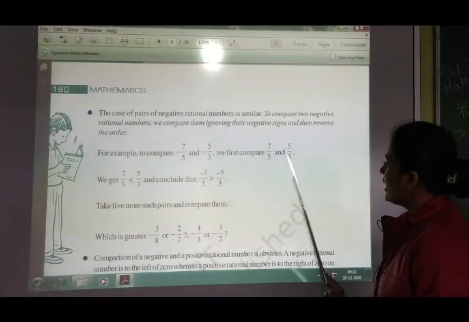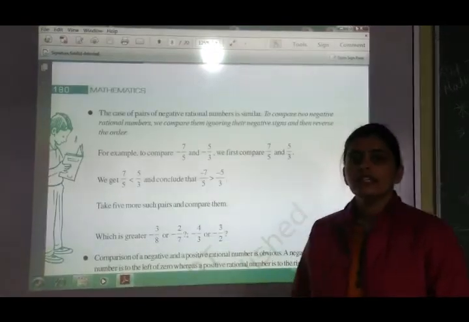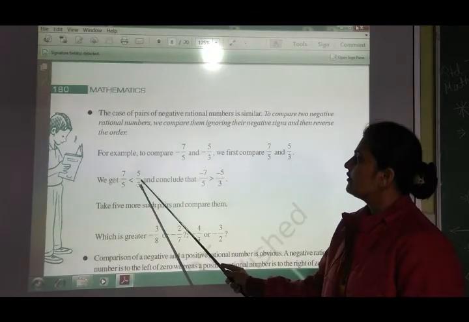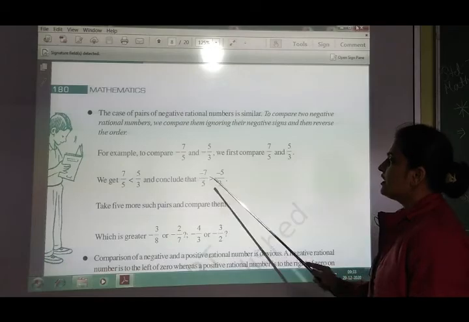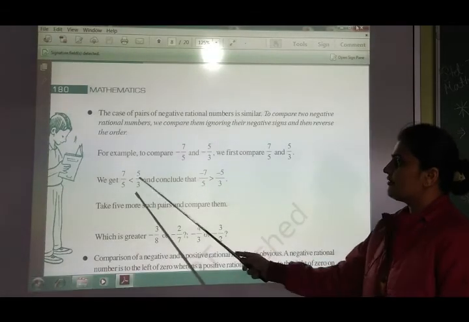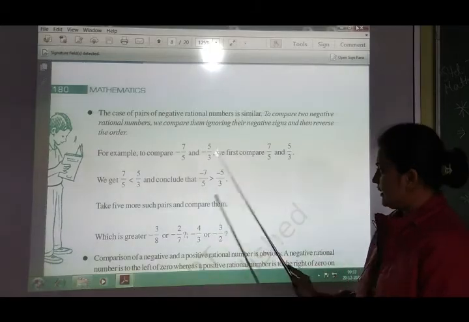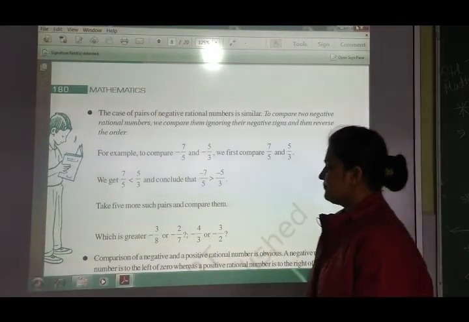7/5 and 5/3. So out of 7/5 and 5/3, 5/3 is greater. After that we want the answer for the negatives. So whenever we are putting the negative back, then reverse the sign. It was less than, then put greater than. So -7/5 is greater than -5/3.